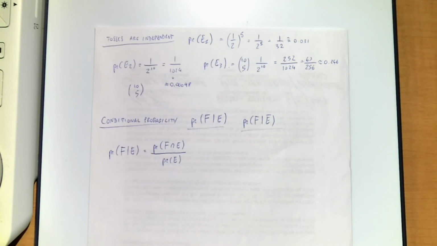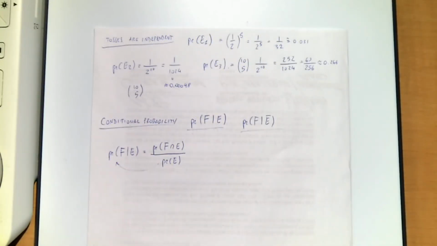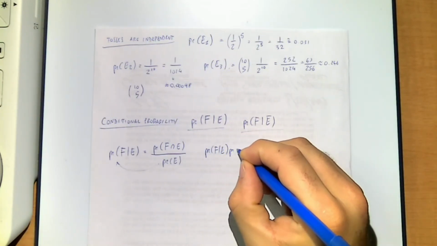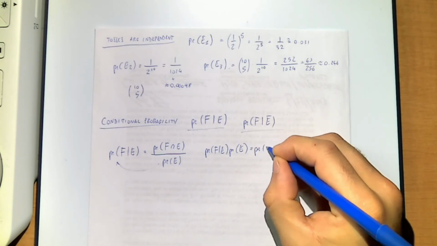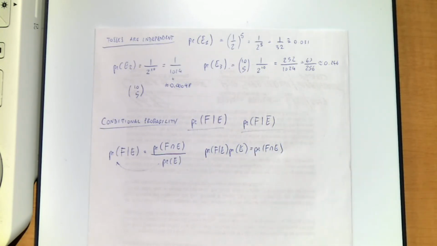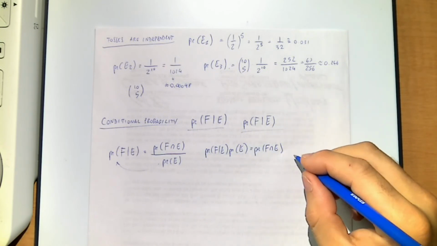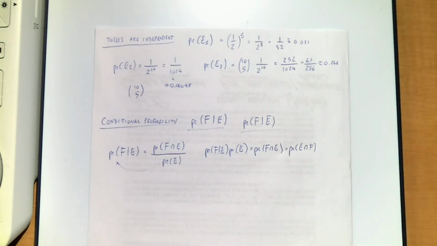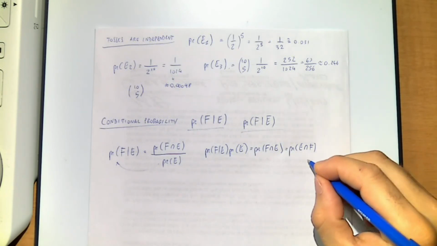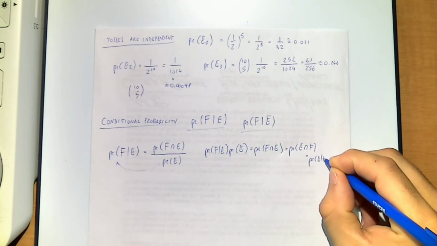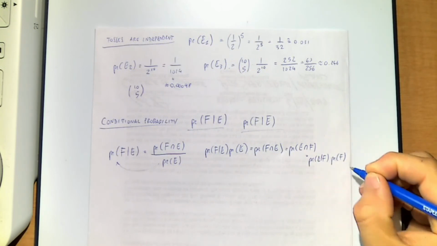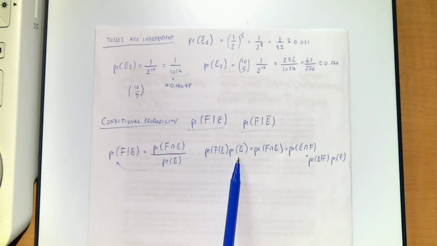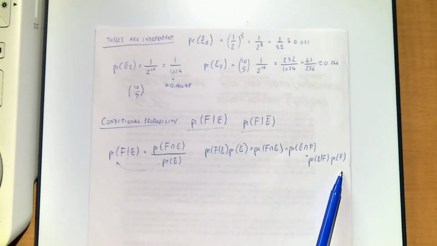Now, of course, I can rewrite this if I just take this on top, just algebraically, right? So I can just write the probability of F given E times probability of E is equal to probability of F intersection E. Of course, this is just algebra, right? But this is the same as probability of E intersection F, right? And therefore, I can write this as probability of E given F times probability of F from the same formula. So the conditional probability of F given E times the probability of E is the same as the probability of E given F times probability of F.